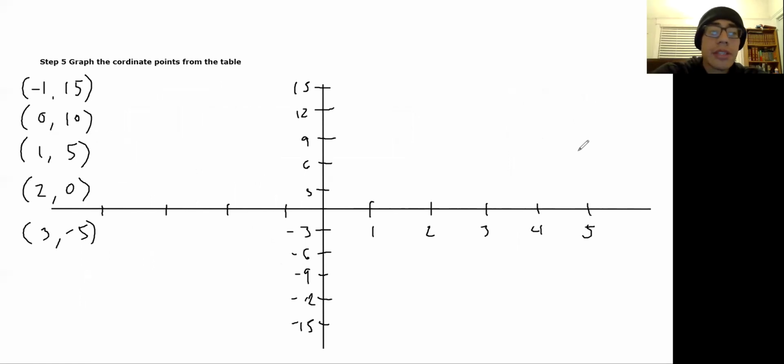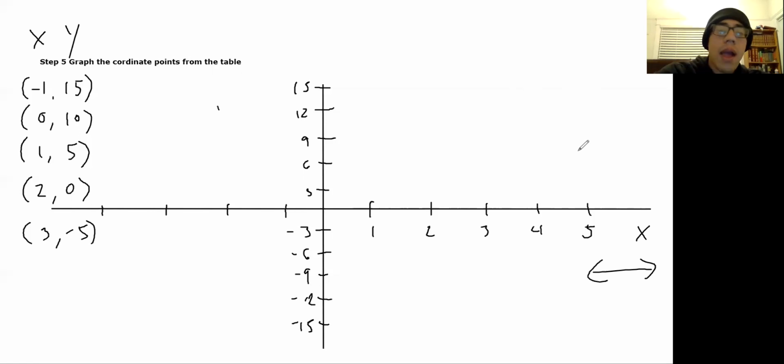-1 here. I'm going to start, since this is my x and this is my y. X, if you don't remember, is from left to right, and y values determine up and down. So -1, right, would be over here, -1 down here. Then I go up to 15. Yes, that is a 15 right there. And 0, 10. 0, 10.